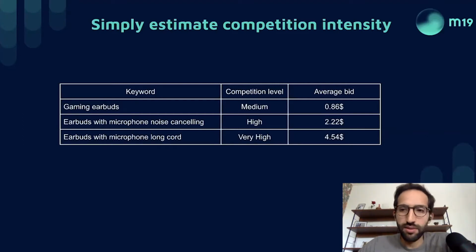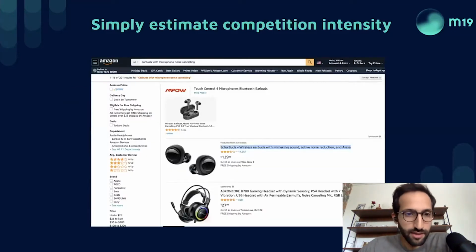Then, of course, if you want to get more information about who is competing on this keyword, now that it gives you an idea how much they are paying, again, an easy thing: you just type the keyword you are interested in on Amazon, earbuds with microphone noise cancelling, and you can directly see all the brands that are investing in these keywords. For this one, which was the second one in terms of intensity, we can see the Empow brand doing sponsored brand, and Amazon itself and another brand doing sponsored products.